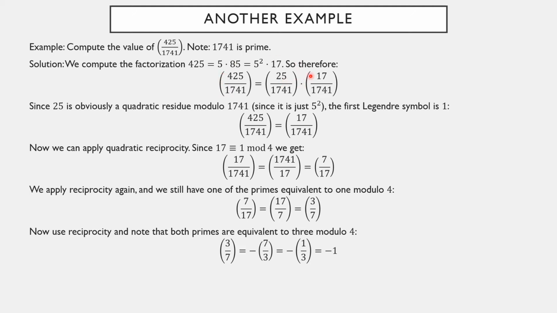So overall, the Legendre symbol 425 over 1741 was this. This first term is 1, so I just have to focus on this one. This Legendre symbol by quadratic reciprocity, since one of the primes was equivalent to 1 mod 4, I can just flip it and reduce this mod 17.